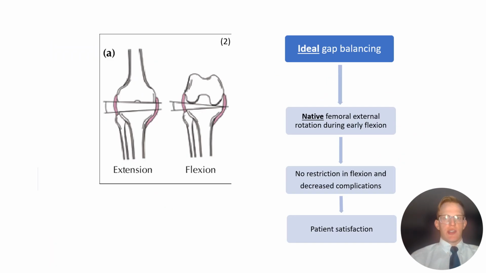Our findings suggest that ideal gap balance retains native femoral external rotation during early flexion by having native gap balancing alignment. This would cause no restriction in flexion and decrease complications like arthrofibrosis, ultimately increasing patient satisfaction.